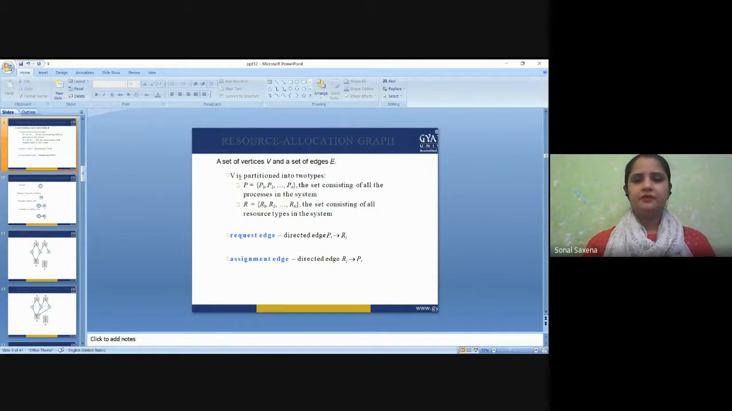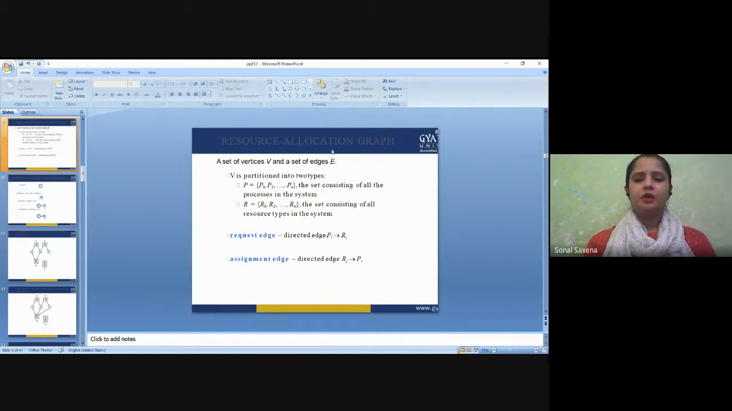First of all, you can see V is partitioned into two types of vertices. P is the set consisting of all the processes in the system, and R is the set of resources in the system. We already know a graph is nothing but a collection of vertices and edges. So there are two types of vertices: the process vertices and the resource vertices. As I told you, the process vertices should always be in circular shape, and the resource vertices should always be in rectangular shape, right?